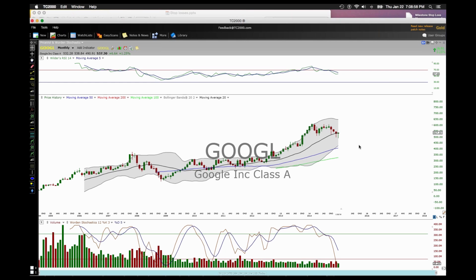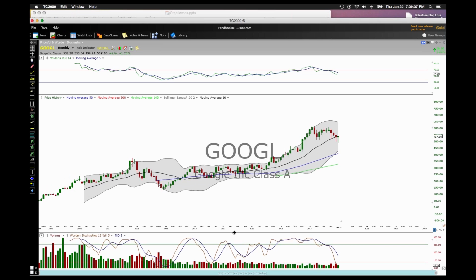So what we have here is Google on a monthly, and this chart, I have it set up very basic for you. I don't have anything exciting going on here. I have the Wilder's RSI 14, with the simple moving average 5 as an overlay on it, because it's a directional trigger for me personally. We have the simple moving averages 50, 200, 100. Then we have our Bollinger Band set basic 20 by 2, and the moving average 20. And on the bottom here, I just have stochastics. So it's a very basic chart for you to see.